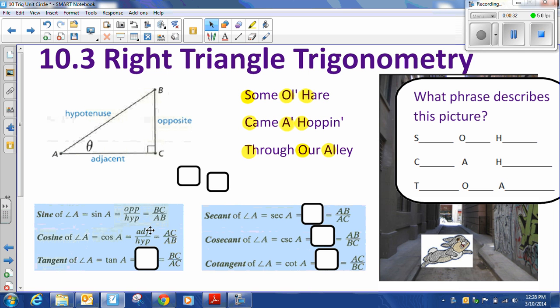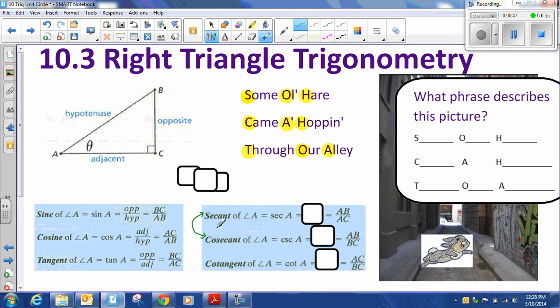Cosine is adjacent over hypotenuse. Tangent is opposite over adjacent. And here we have all of our inverse trig functions. And I'm going to reverse the order of these two, because I think cosecant should go first, because that is the inverse of sine. So sine's inverse is cosecant.